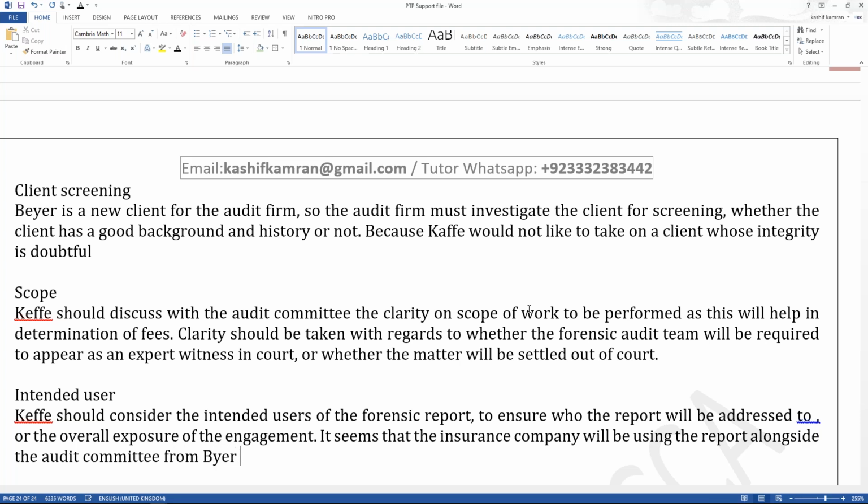Something like this, right? I'm just trying to sketch out a rough answer here, just to give you a track of how you develop every point as a matter before accepting the invitation. So client screening can be one matter, the scope can be one matter, the intended users can be one matter, and you continue on this space. The deadlines can be a matter, your competence can be a matter, and so on and so forth. So I hope you're getting a track of how you frame out this answer, right? Is that clear to everyone?